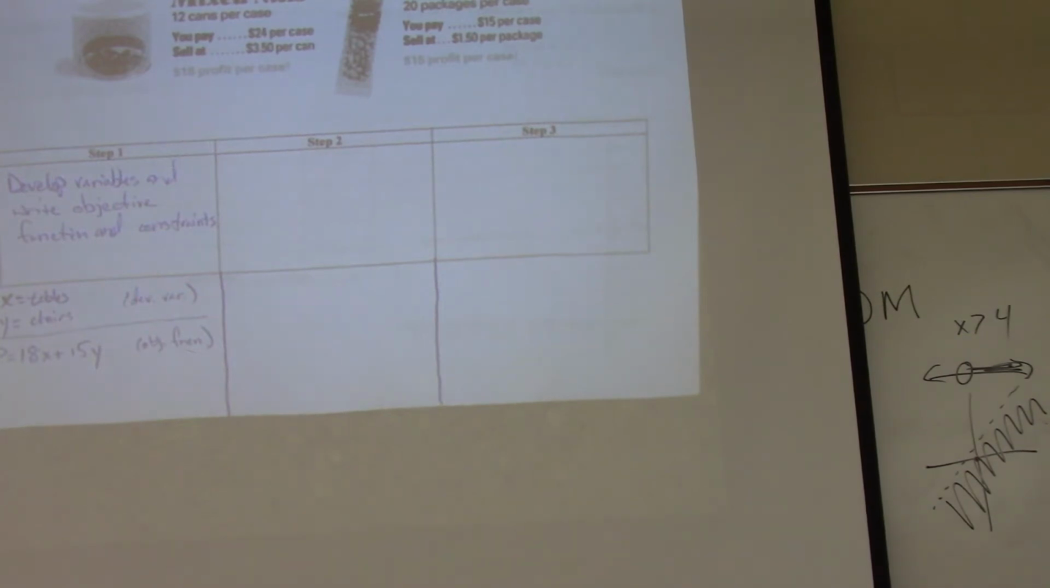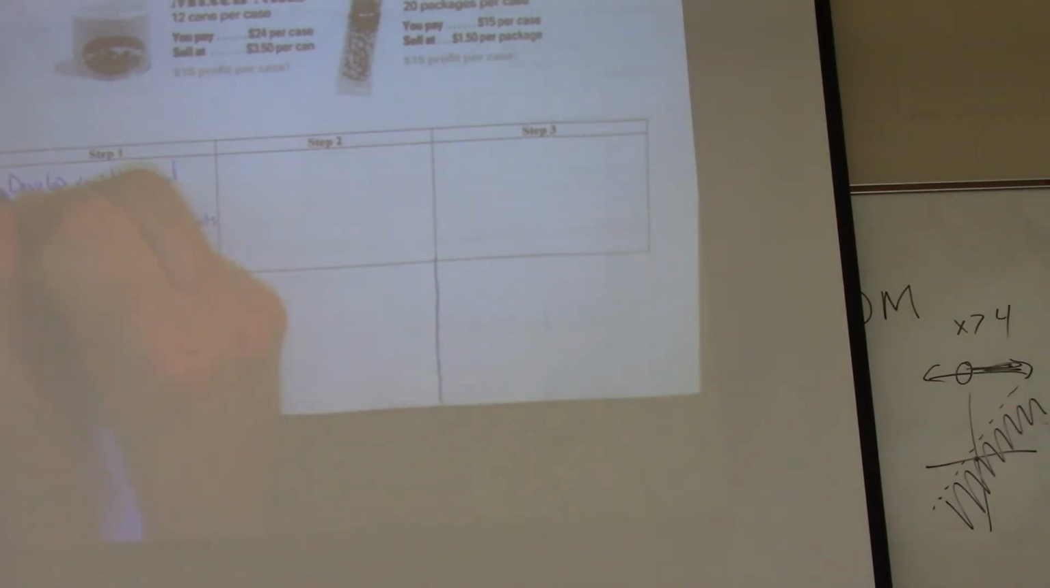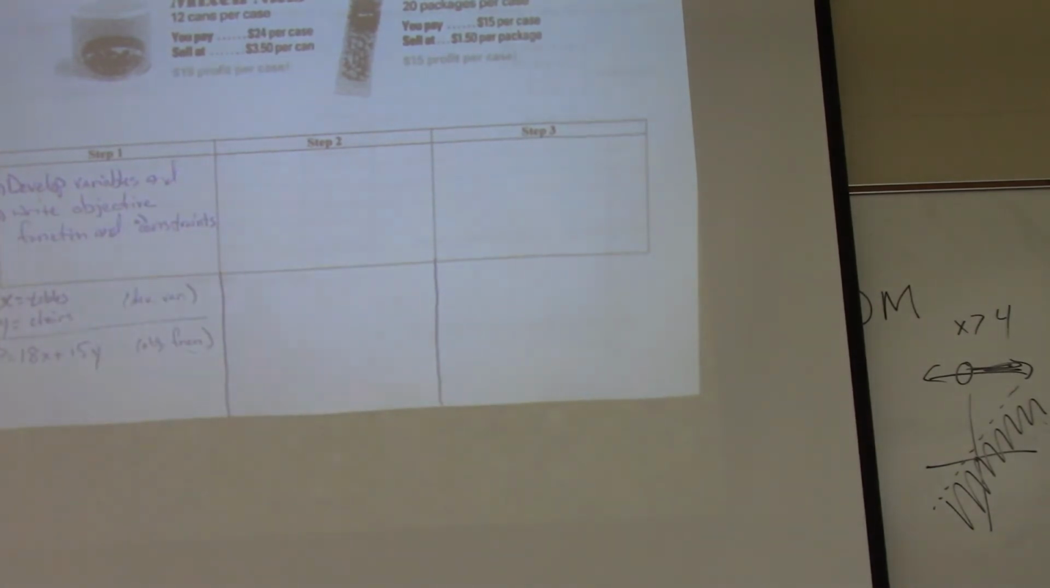Yes, ma'am? What do the parentheses mean? It says OBJ function, objective function. I was just abbreviating it. And the first one says develop variables. So I'm just taking each one of these steps. This step kind of has an A, a B, and a C right here, I guess. Well, let me zoom this a little bit.